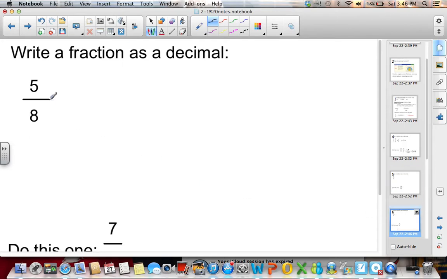Okay, so now we look at a new fraction and we see 5/8. Well, we can't convert it to tenths or 100ths. We know off the top of our head that it doesn't go into that. But we still want to be able to convert it to a decimal without a calculator. So what I'm going to do is I'm going to take 5 and I'm going to divide by 8.